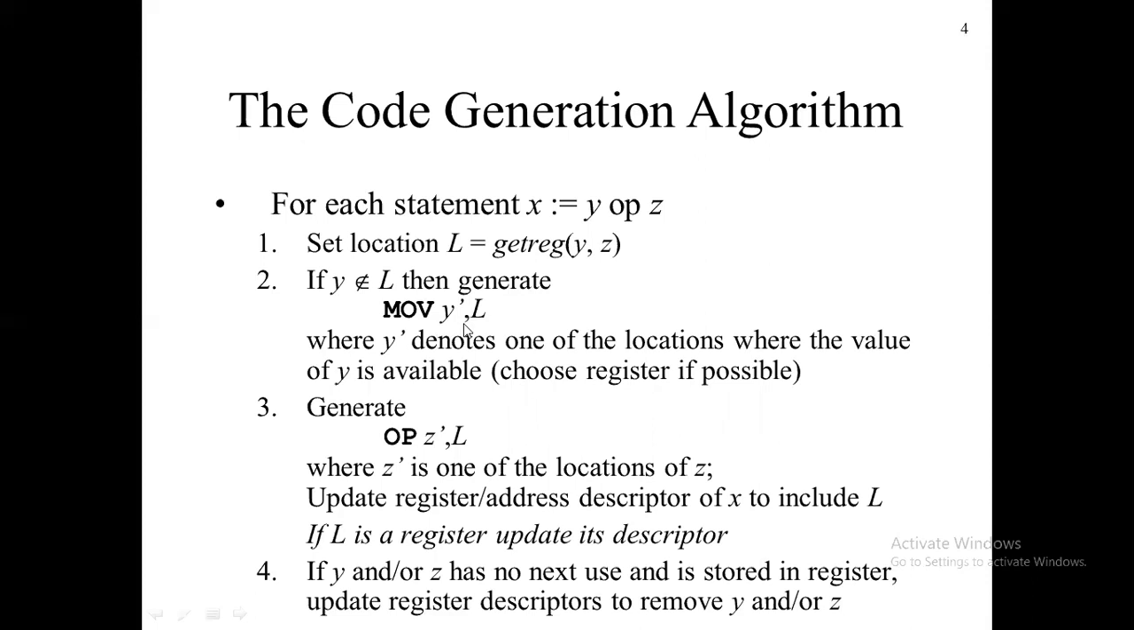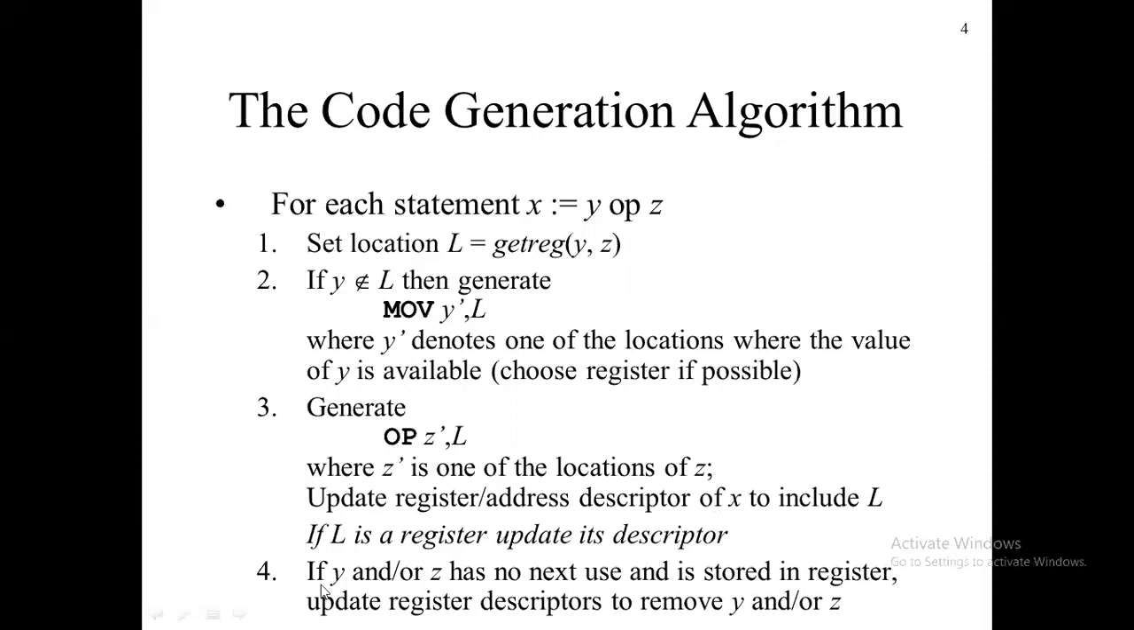So here Y' contains only one location of the value, that is L. Next, operator Z', L, where Z' is one of the locations of Z. Suppose Z is stored in more than one location, that is, in a register and also in memory, you have to select the register because registers are faster. Next, you have to update the register or address descriptor of X to include the location L. Now you have to find out whether L is a register or memory. If it is a register, you have to update its register descriptor.